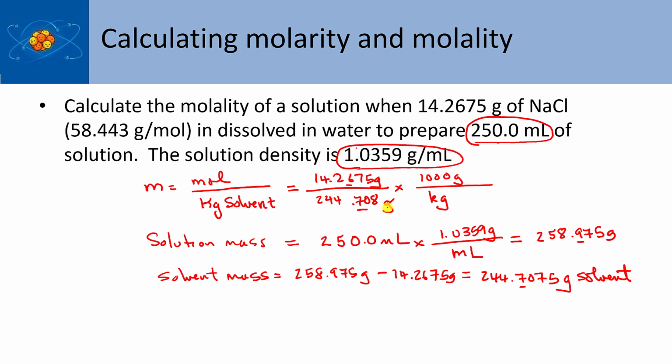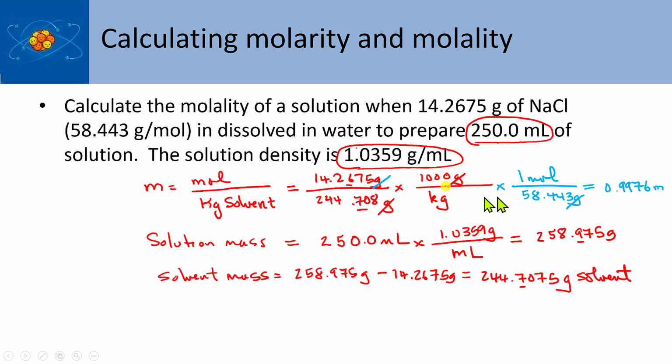That'll allow us to cancel this out, and then let's choose a different color to make it a little clearer. We can convert the grams into moles by going 58.443 grams per mole for sodium chloride. So that will cancel that out. That leaves us with 0.9976, and then the unit comes out to be moles per kilogram solvent, which is abbreviated M, like that.